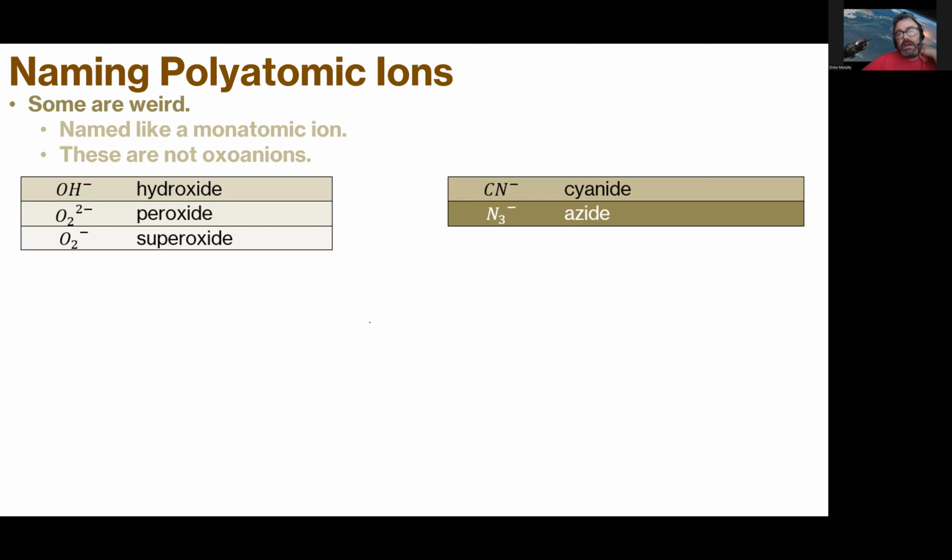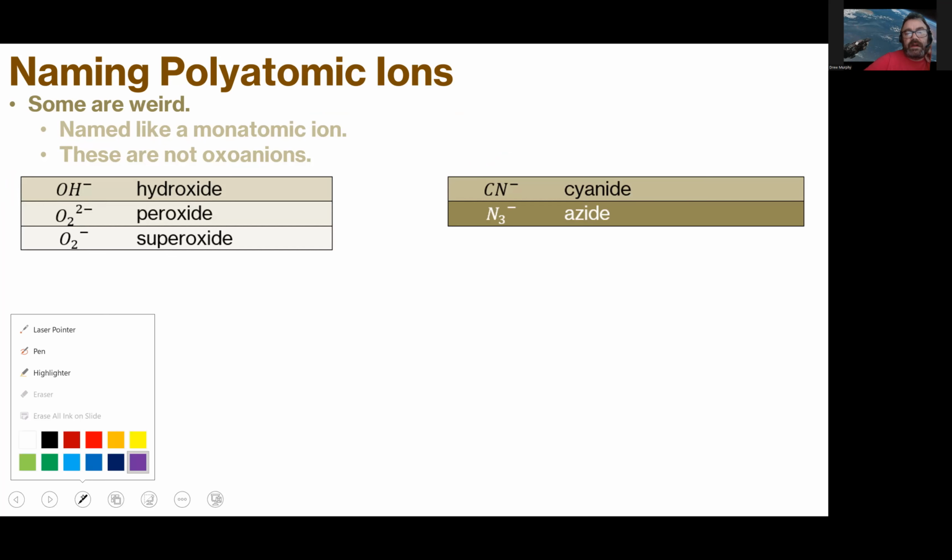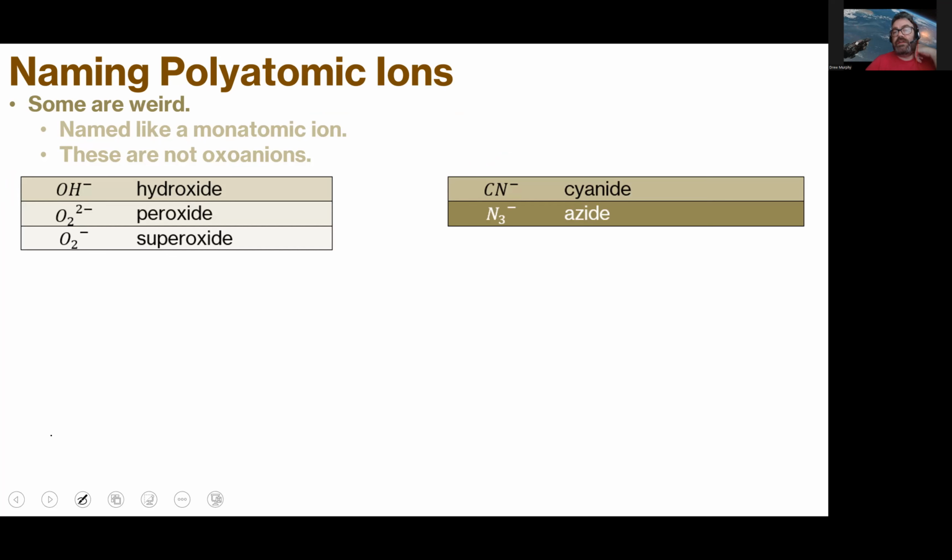Some polyatomic ions are named like monatomic ions, and that is just unfortunate for us. And that last one I did, we talked about cyanide. Cyanide is CN minus. All of these have IDE endings, so they're kind of masquerading as monatomic ions. Azide, N3 minus. More often, hydroxide and cyanide are the ones we're going to see all the time. But I'm throwing these other ones at us here too: peroxide, superoxide, and azide, just to start recognizing those things.